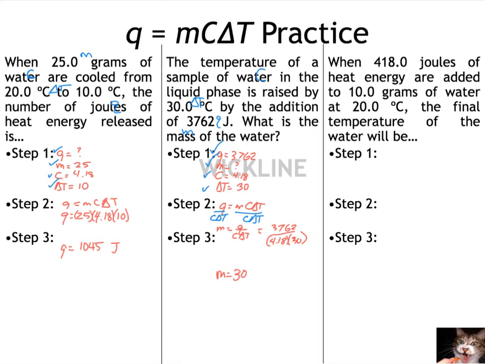On the right-hand side of the equation, the C delta T's cancel each other. So you are effectively isolating M if you say that M is Q over C delta T. And that's what I wrote here. M is Q over C delta T.